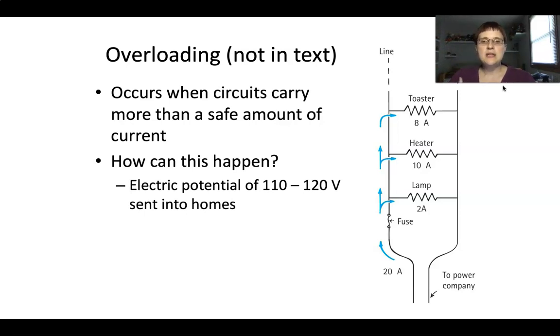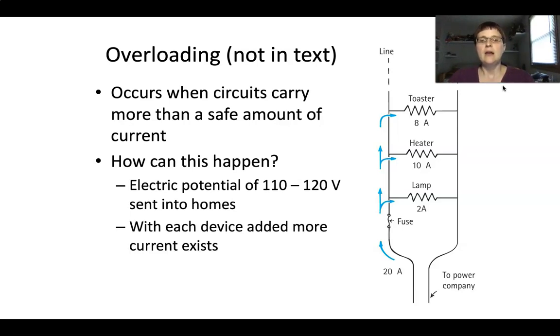So our electric potential coming into your house is usually between 110 and 120 volts. And with each device, you get more current added. So you saw that, I'm sure. But let's take a look here. Our wires that are in the house are only rated to be able to deal with a certain amount of amperage, a certain amount of current. And so in this example right here, this wire is set to be able to handle 20 amps. So it can only handle 20 amps, 20 coulombs of electrons flowing through it.